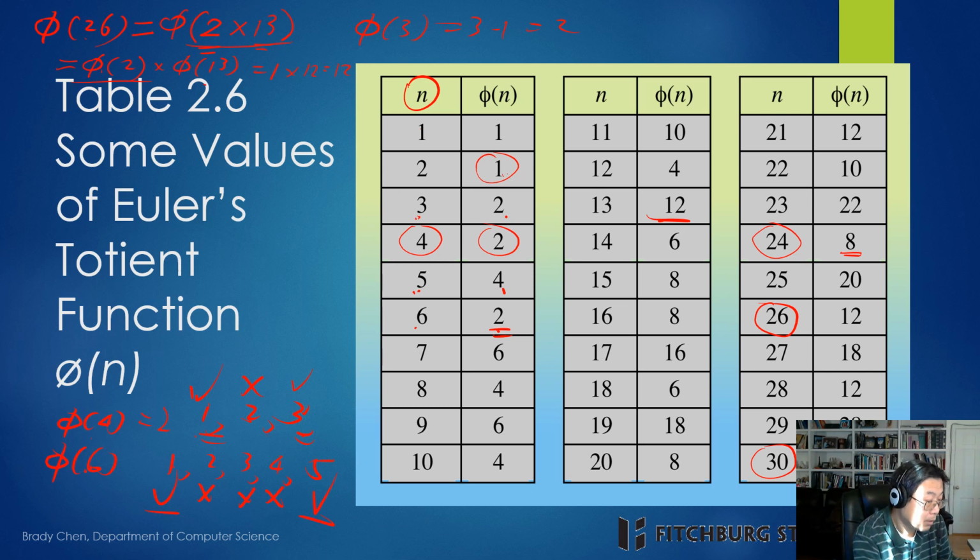Now phi of 29 is 28, because 29 is a prime number, so it's 29 minus 1. So you can check this table, which gives you the Euler's totient function for the numbers from 1 to 30.